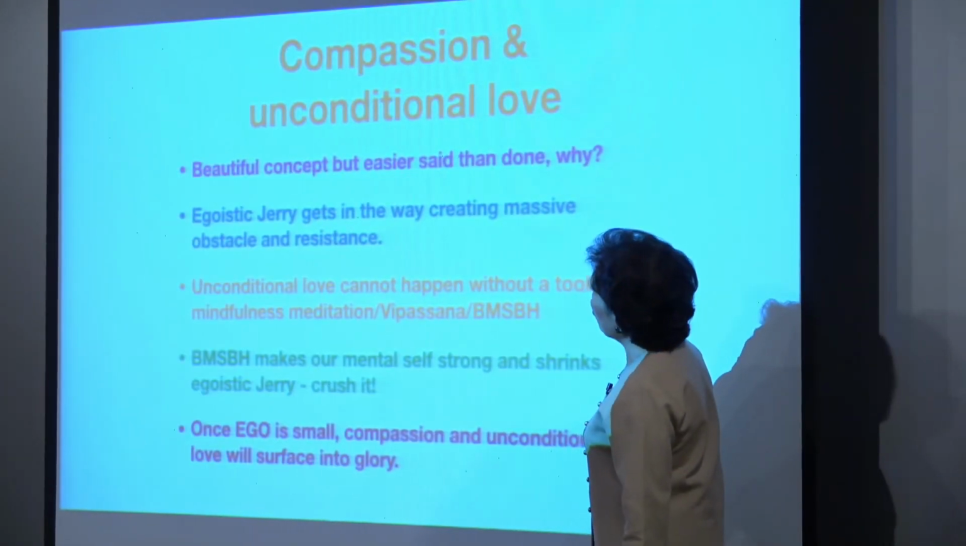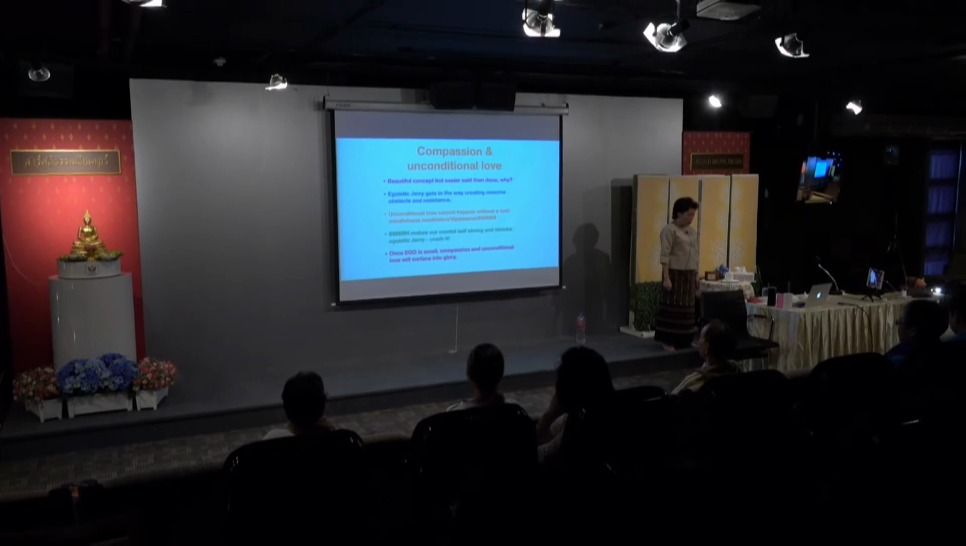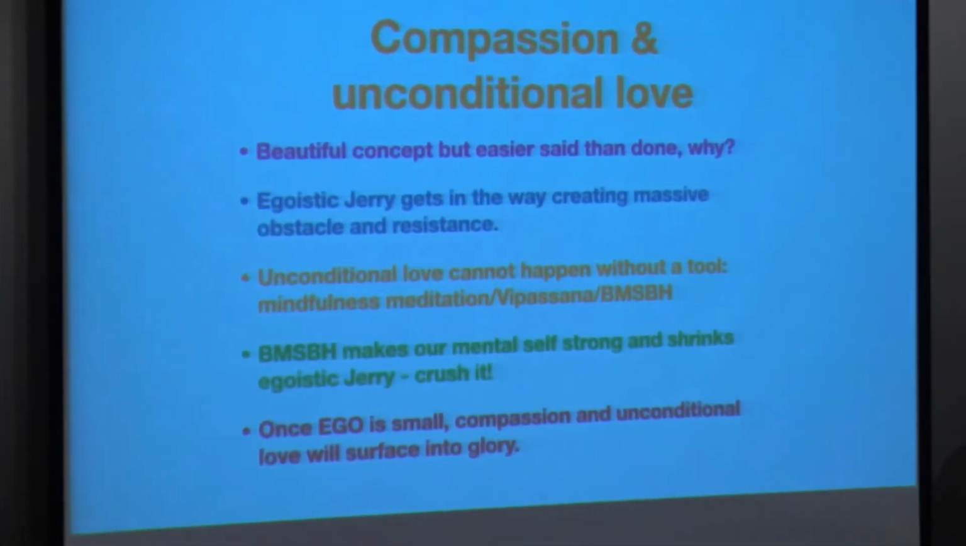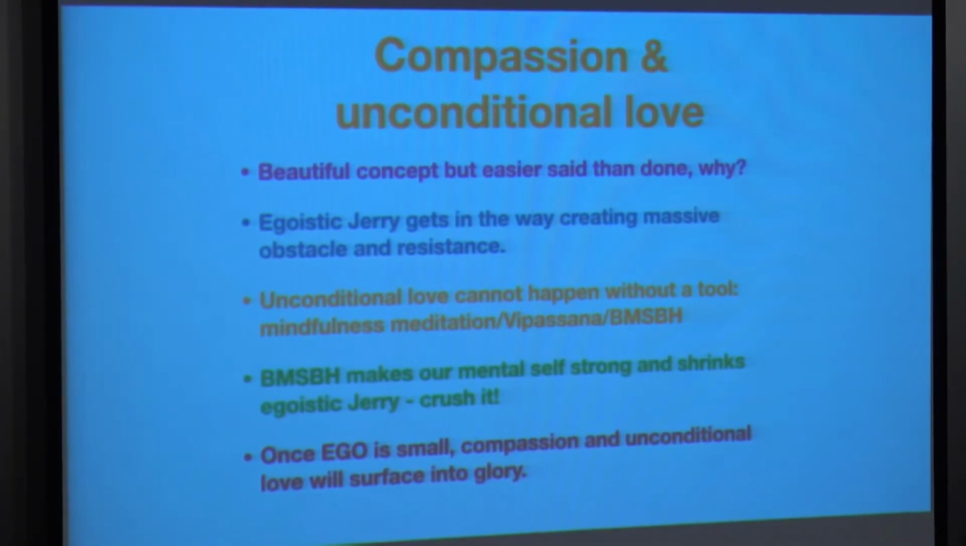And then compassion and unconditional love. The Buddha's concept is a beautiful concept, but easier said than done. Why? Because this egoistic Jerry gets in the way, creating massive obstacles and resistance. Unconditional love cannot happen without a tool, and that tool is mindfulness meditation, Vipassana, or bringing the mental self back home. It makes the mental self stronger and shrinks the egoistic Jerry, crushes it. Once the ego is small, compassion and unconditional love will surface into glory.